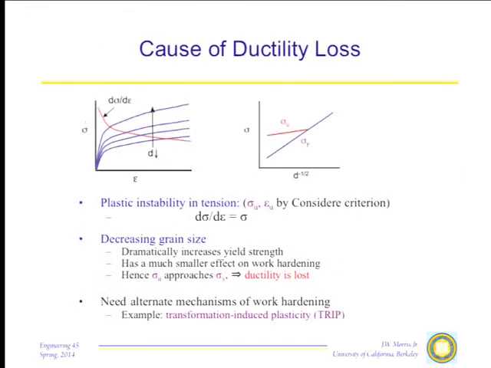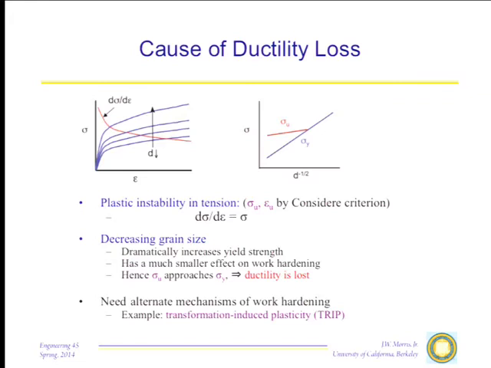I'm going to make an assumption here that isn't quite right, but it's close enough to being right that it's good for illustrative purposes. Let me assume that the work hardening rate, which has to do with the multiplication and the interactions of the dislocations, doesn't depend much on the grain size. It does, but it's not nearly as strongly dependent as the strength is. So let me just take a plot here and show you what happens when I start decreasing the grain size.